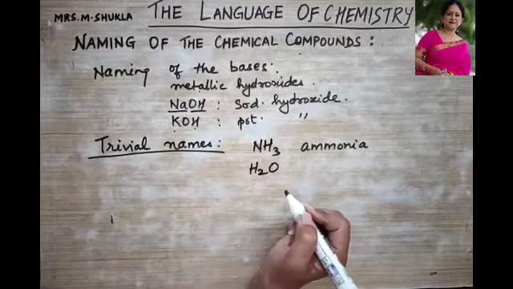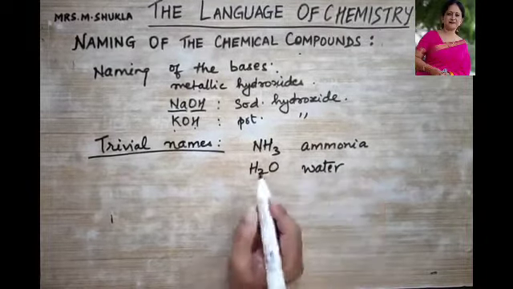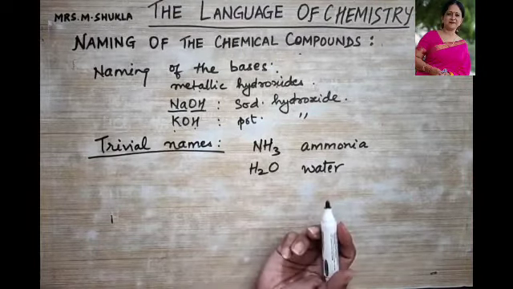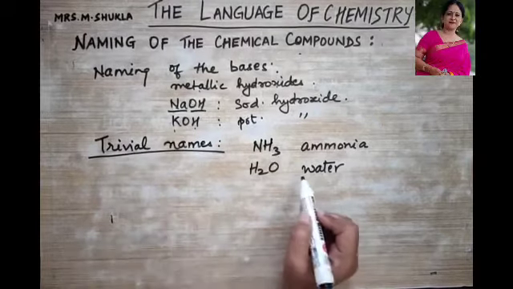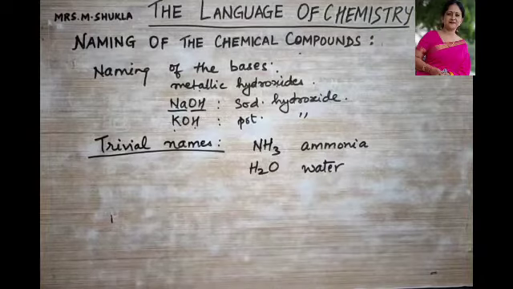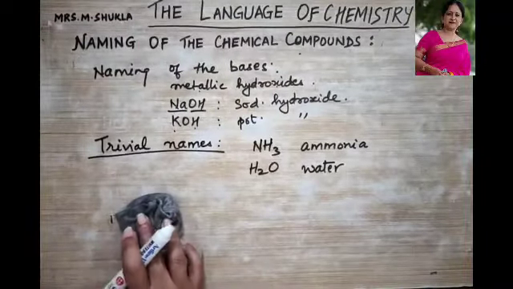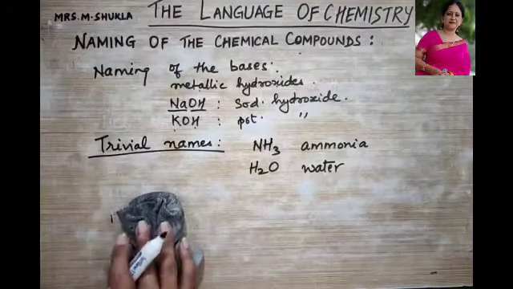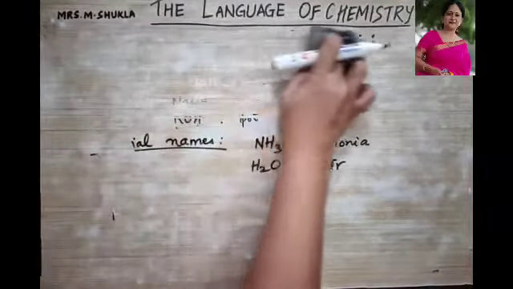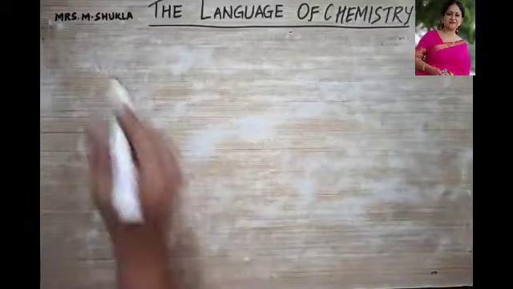Similarly, H2O. What do you call it? Water. Clear? Though it is dihydrogen oxide if you call it by its chemical name, its trivial name is water. I hope naming of the chemical compound is very clear to all. Today I am going to send you certain assignments. Check it out in your file, fold off your assignment and do the needful in your register. We further move to chemical equations now.